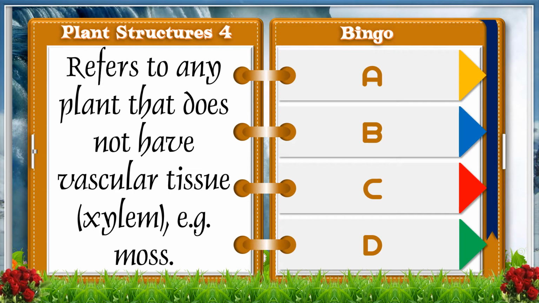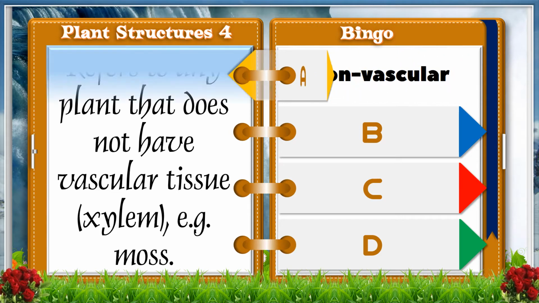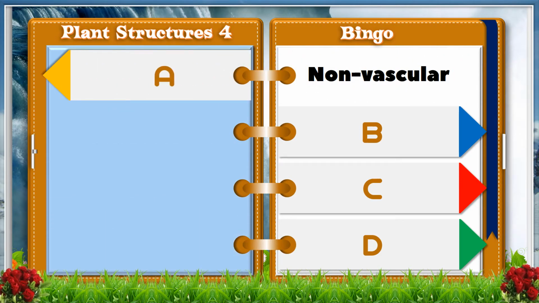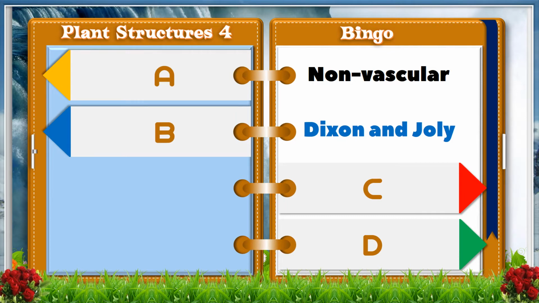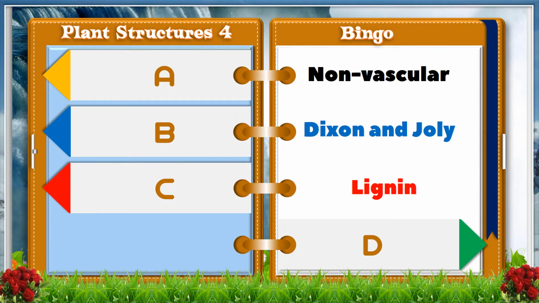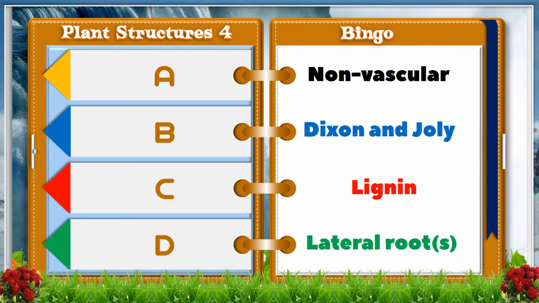To any plant that does not have vascular tissue, the xylem. For example, moss. A. Non-vascular. B. Dixon and Joly. C. Lignin. D. Lateral roots. And the answer is A. Non-vascular.